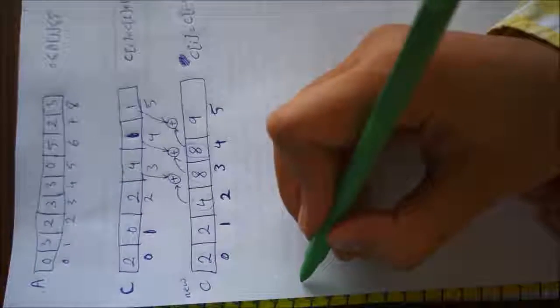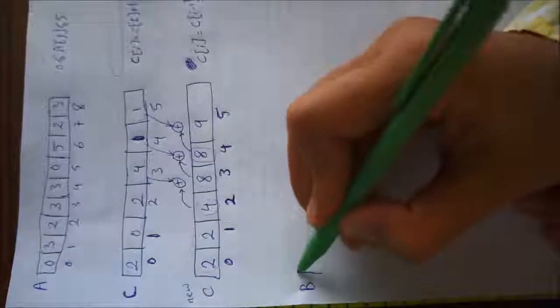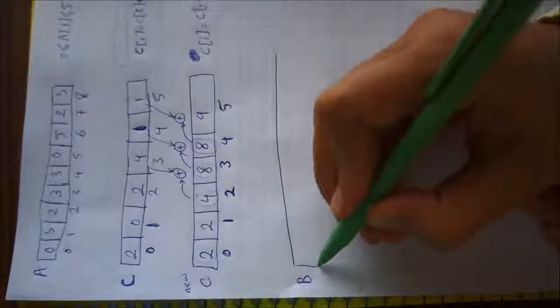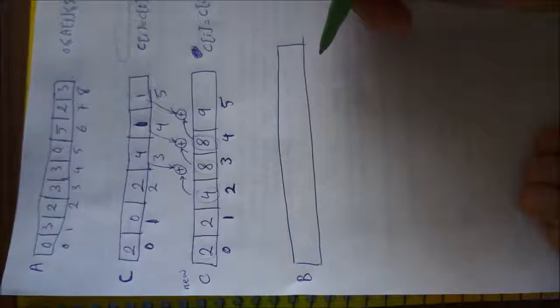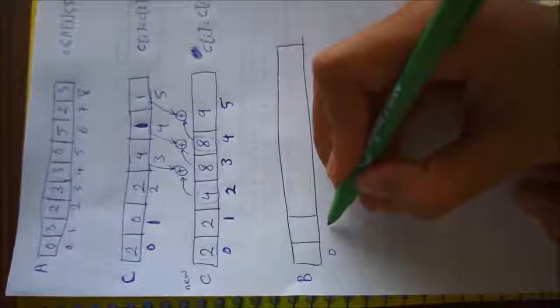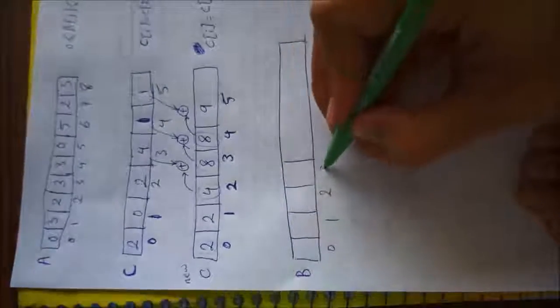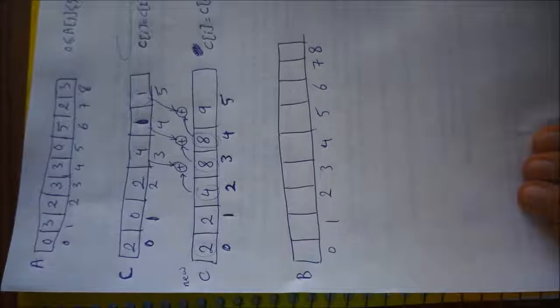Now let's create the result array, which is B. B should be the resulting sorted array, which means it should have the same length as A, right? Because it's going to be the same array, but just sorted. 1, 2, 3, 4, 5, 6, 7, 8, right?